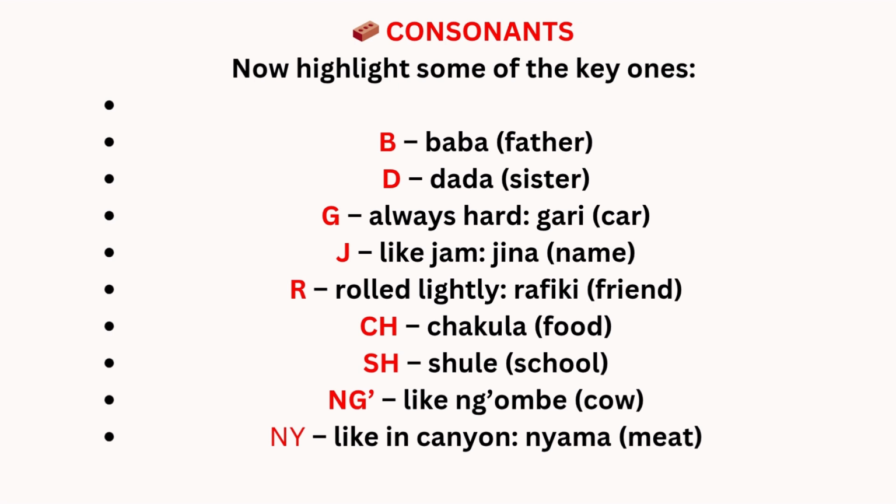The next one is pronounced a bit different, it is ng. Ng, because of that apostrophe you can see up there. Ng is used like in ng'ombe. Ng'ombe is cow.